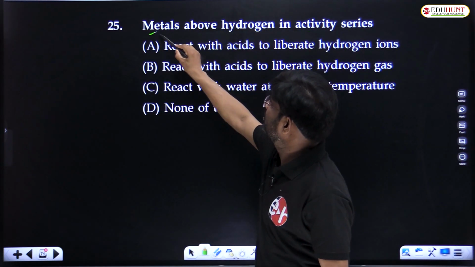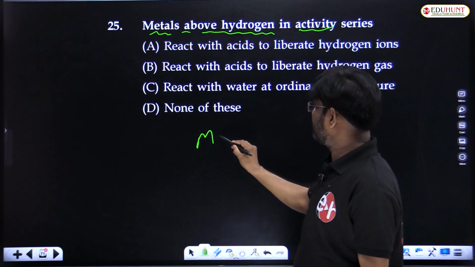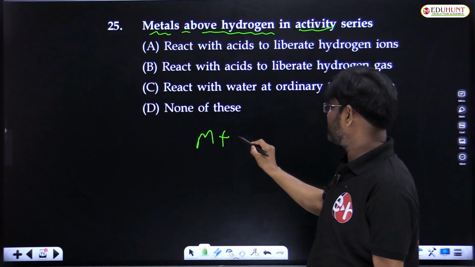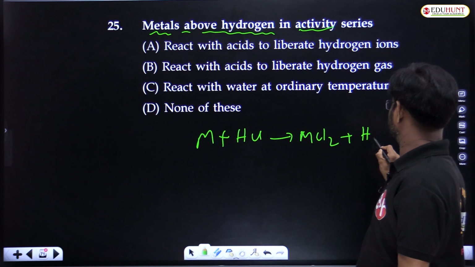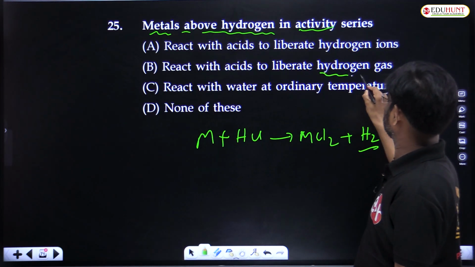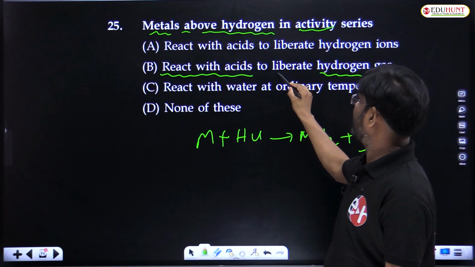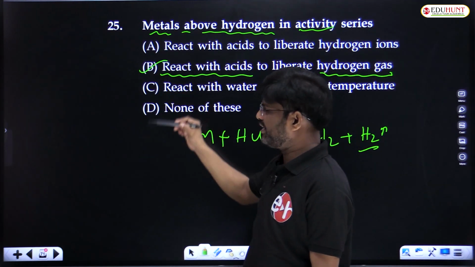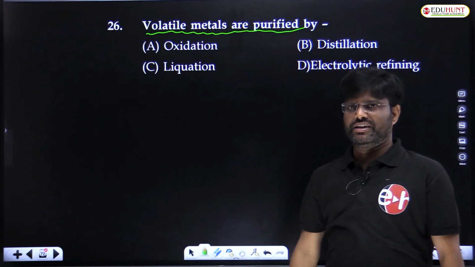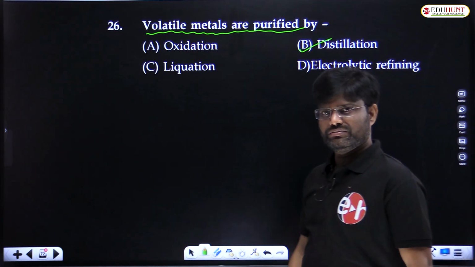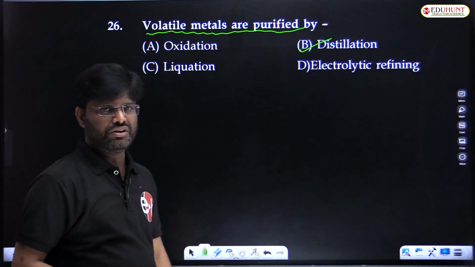Next, metals have hydrogen activity. So metals react with acids and produce what? Metal chloride plus hydrogen gas. So the answer is hydrogen gas, it should be compulsory, and they react with acids. Metals react with acids and liberate hydrogen gas. Answer is Bombay. Okay na? Volatile metals are purified by the distillation process. Okay na? Next question.